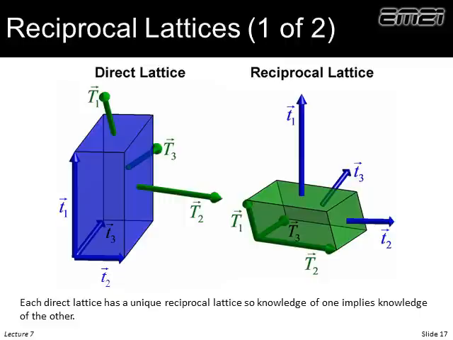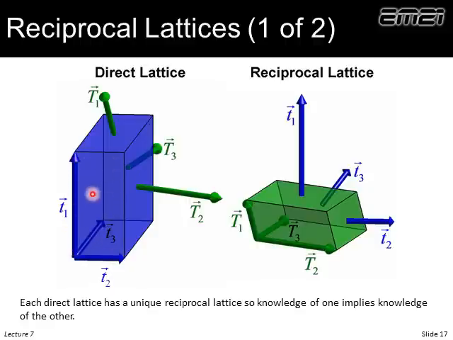Then we come to a strange concept if you haven't seen this before, something called the reciprocal lattice. We start with the direct lattice. This is the lattice that you can touch and hold. This is the thing that you look at and is real. And it is described by three translation vectors, which I'm showing in blue.